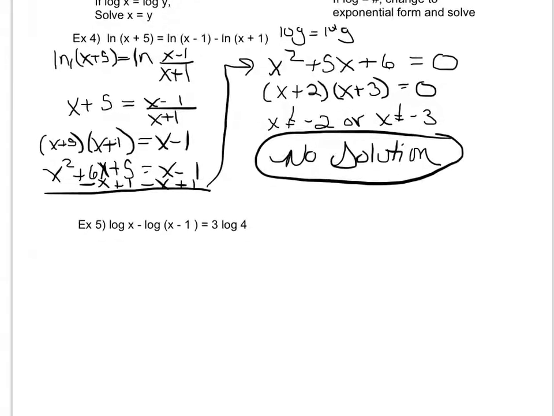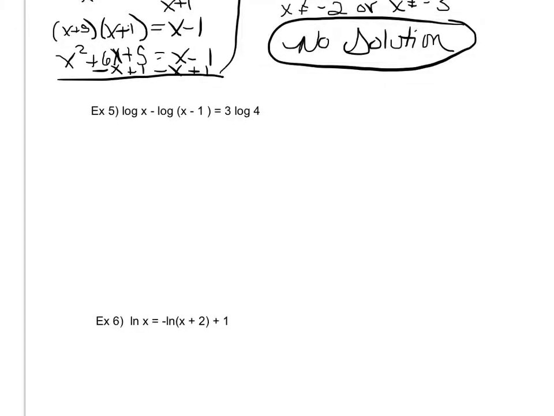Looking at the next example, I'm going to do the same thing. I first determine is it log equals log or log equals a number. So I see I have a log with this expression or this term. This term has a log as well because the 3 is attached to the log. So I'm going to try to make it so it's log equals log by getting one log on each side. Well, I can combine the left side by using division based off of my logarithmic properties. The right side, I can bring the 3 to be an exponent, giving me 4 cubed.